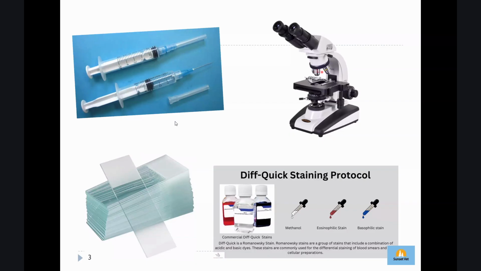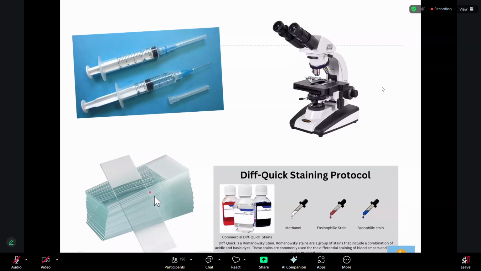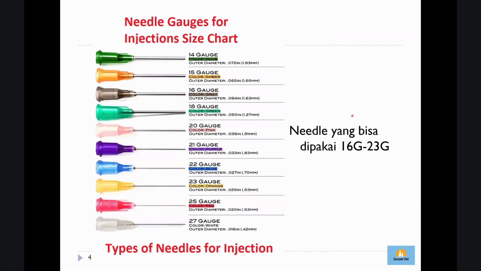The easiest way to diagnose what's going on there is you just need your syringe and your needles, and then the microscope. After you get the sample, you put it on your object glass, you put on the Diff-Quik stain, and you check it under the microscope. Why? Because you want to know what's going on there.